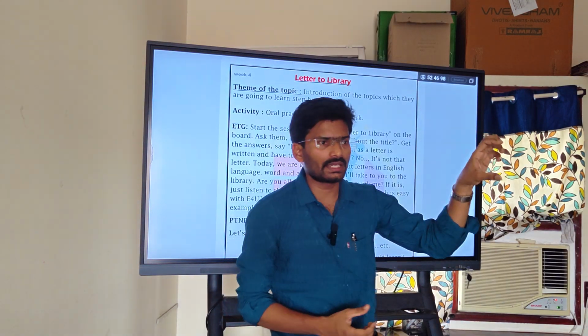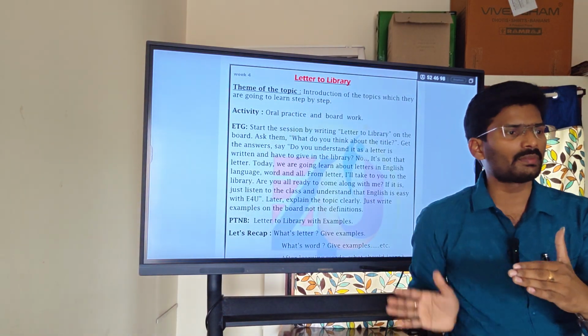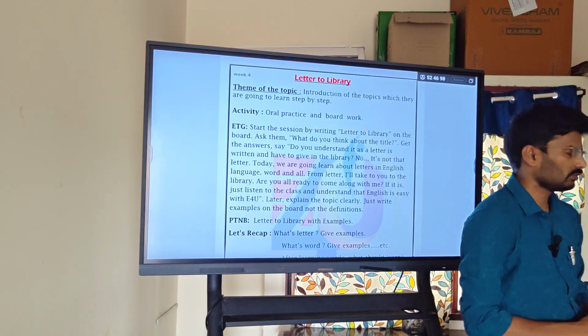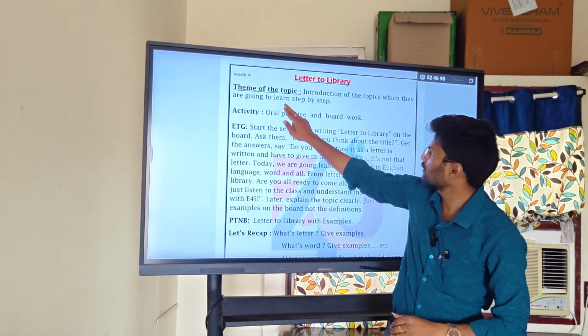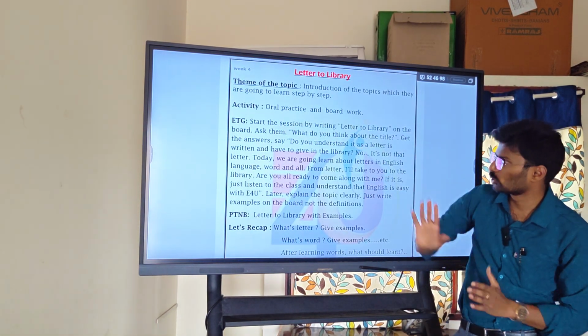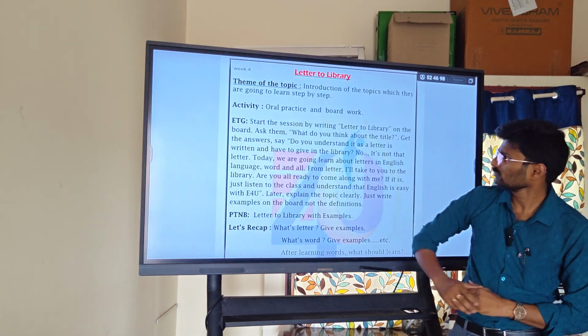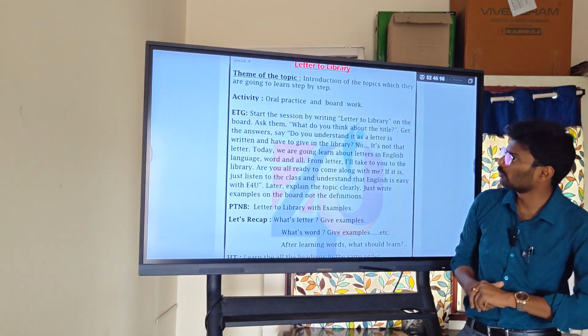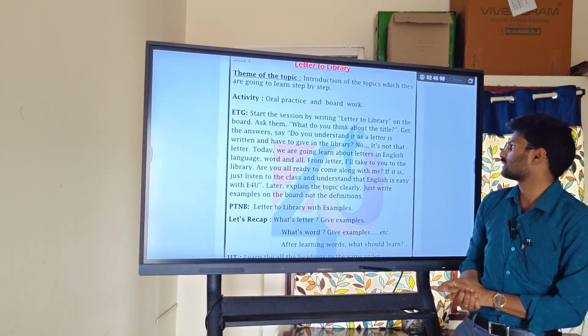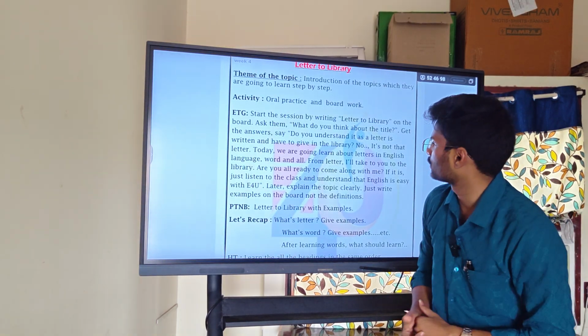Is it clear? Likewise, we are going to introduce this grammar into the communication part. Is it clear? Nice. So likewise, we will be teaching oral practice and board work. That's it. Start the session by writing "Letter to Library" on the board and ask them, what do you think about the title? Get the answers.